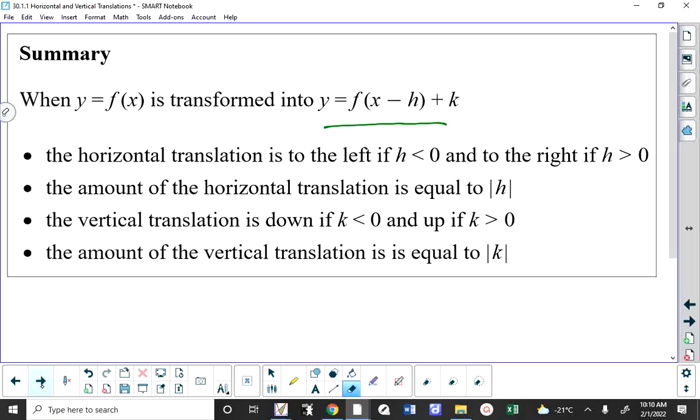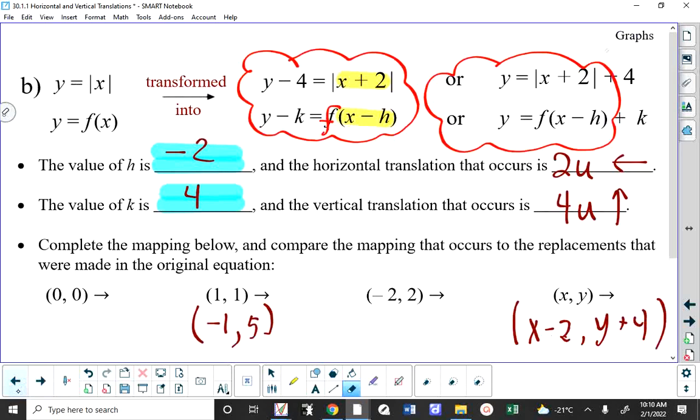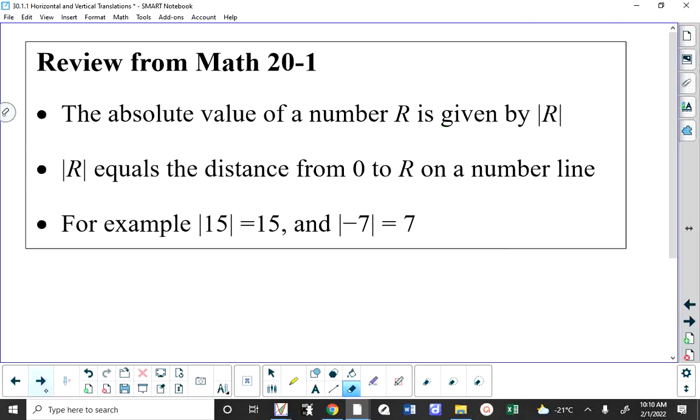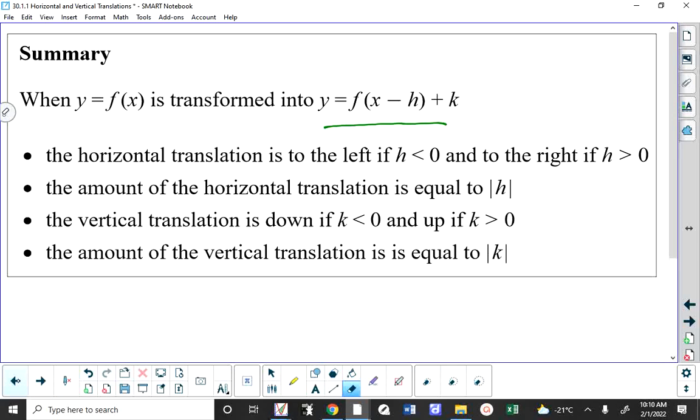So this statement here, the absolute value of h, has nothing to do with this function. I'm just saying, remind you from Math 20, the absolute value of a number is the number without the negative. You remember that? So if h is negative 5, the shift is 5. That's all I'm saying. We don't include the negative when we talk about the translation. The negative turns into the word left.